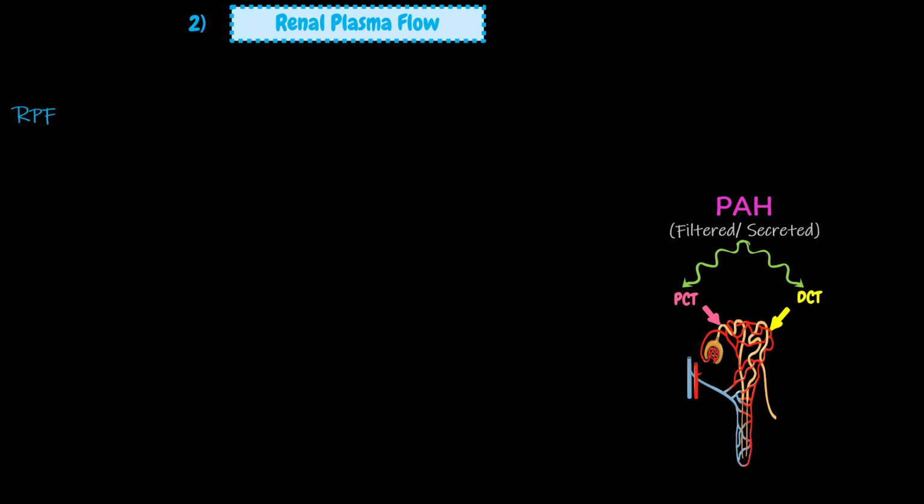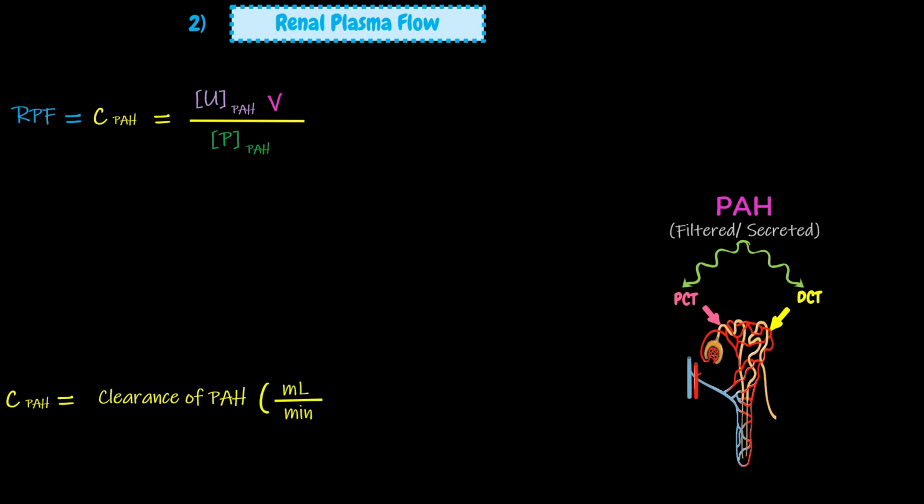Moving towards its equation. Renal plasma flow, or RPF, through the clearance of para-aminohippuric acid equals U into V divided by P. This is the clearance of para-aminohippuric acid.